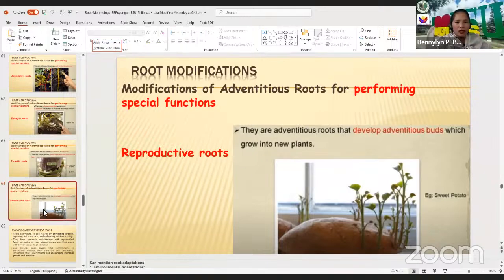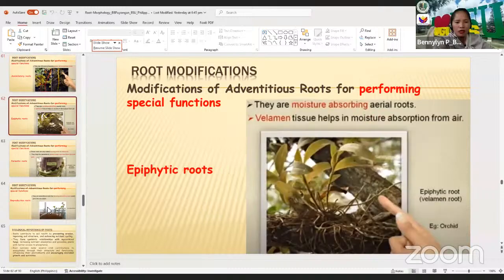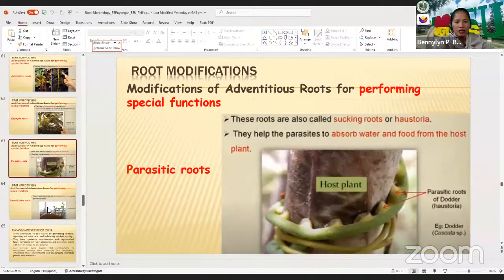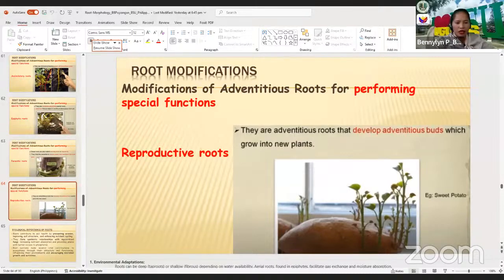Okay, so those are the modifications of adventitious roots for performing special functions: the assimilatory roots, epiphytic roots, parasitic roots, and the reproductive roots. By the way, sometimes there are also root adaptations, for example environmental adaptations. Roots can be deep-rooted or shallow-rooted. Deep-rooted are the taproots, while shallow-rooted are the fibrous roots, depending on water availability.